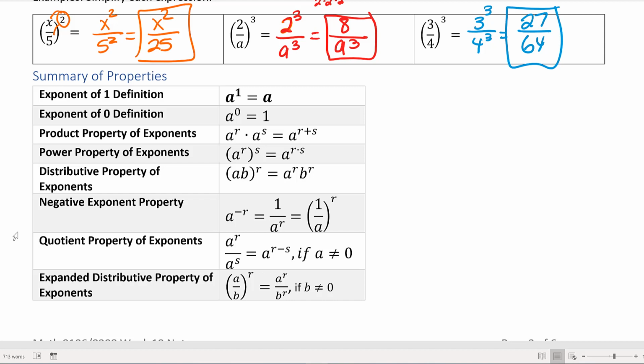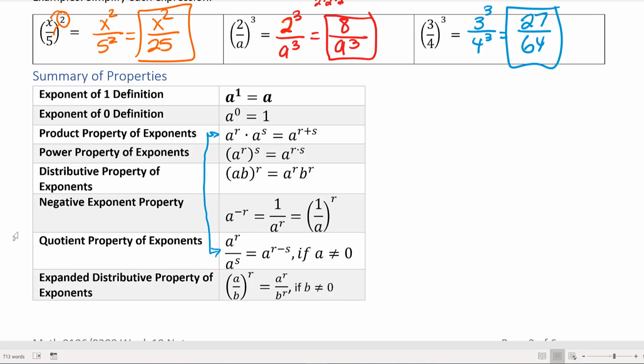The distributive property, if you have a times b inside the parentheses, all raised to the r, every base inside gets the r exponent. The negative exponent property says a to the negative r is 1 over a to the r, or 1 over a all raised to the r, either way. The quotient property says if you have 2 bases and 2 exponents and you're dividing, you subtract the exponents. That's kind of similar but opposite of the product rule, the product and the quotient. If you multiply, you add the exponents. If you divide, you subtract the exponents.